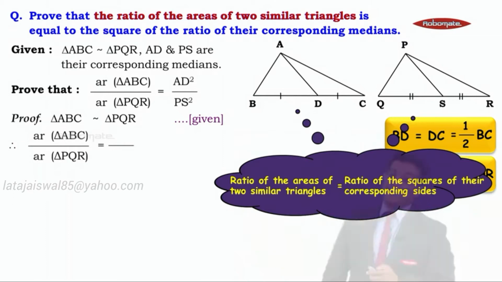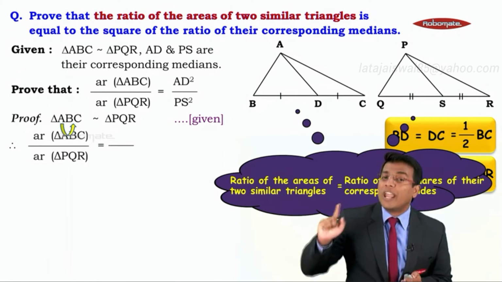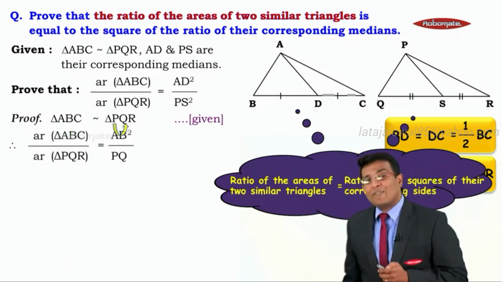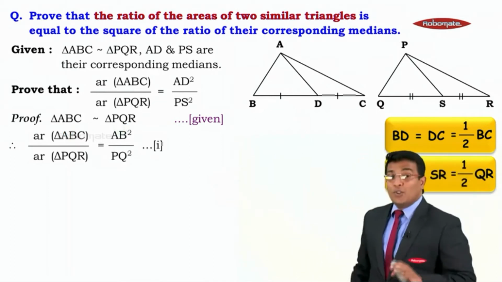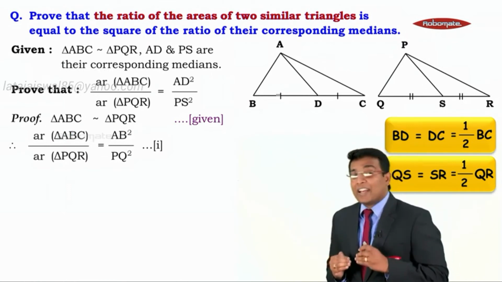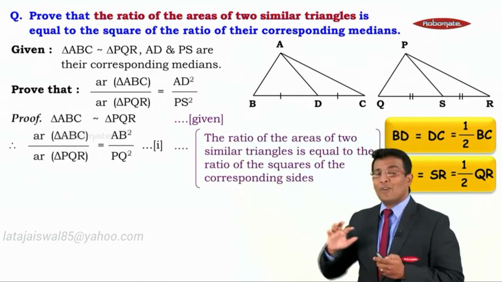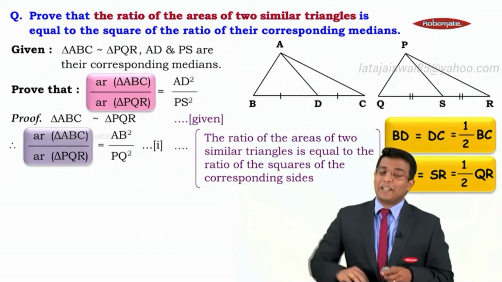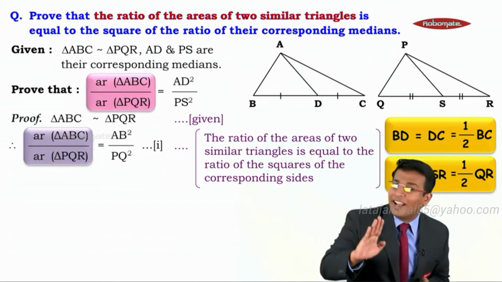Beautiful. That means we can write area of triangle ABC upon area of triangle PQR is equal to AB square upon PQ square. And let's say we mark this as our result number 1. Beautiful. So we reached here. Now let's look at what we got in result number 1 and compare that with the proof. If you see the left hand side of the proof and what we got in statement number 1, the left hand sides are the same. So now we need not worry about the left hand side, it's already over. Now we need to focus on the right hand side.